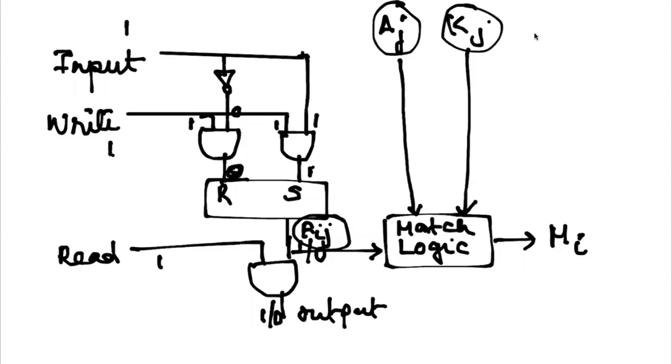Welcome back to the third and last part of associative memory. In the previous part, we talked about the circuit diagram for each cell of associative memory. In this particular diagram, you can see that there is a space for the match logic. Next, let us see how all these individual cells can be connected to perform a search based on your match logic.